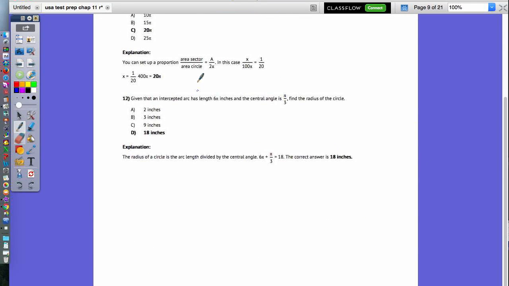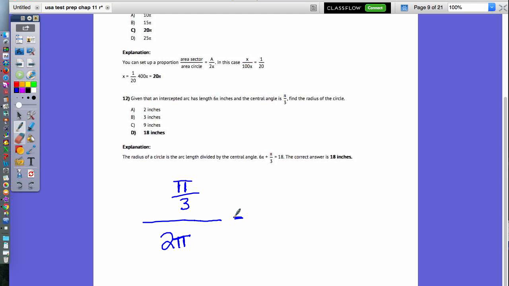For number 12, an intercepted arc has a central angle pi over 3. So again, the measure of the central angle, which is in radians, over 2 pi, because that's how many radians are in the entire circle. This is the part, this is the whole.